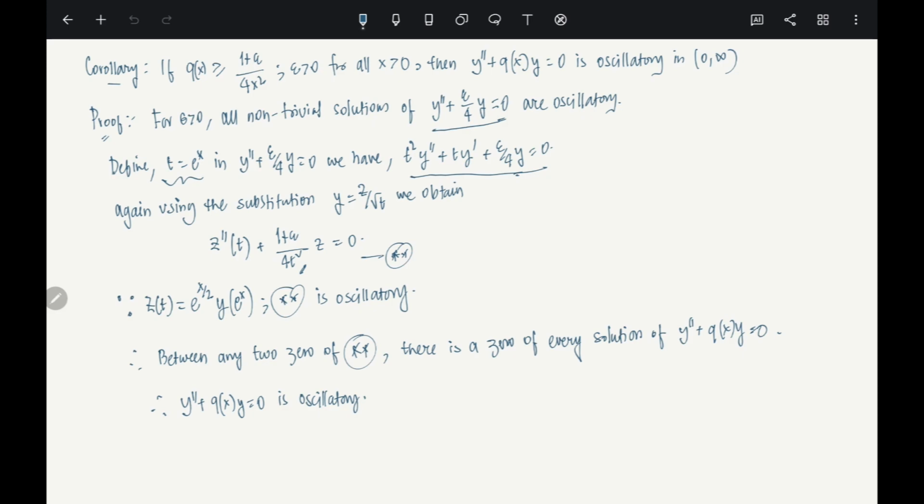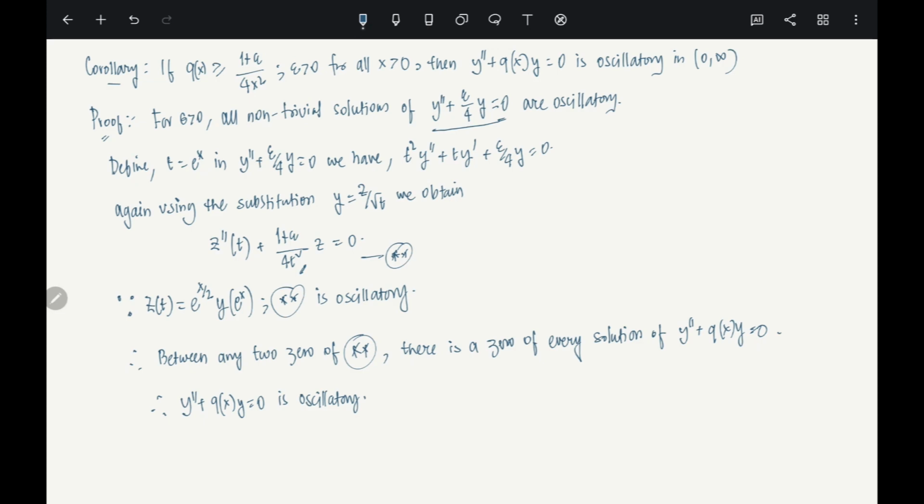If you did your Cauchy-Euler equations, you know that the e to the minus x change of variable converts this equation to that equation. So basically we are doing this in an inverse manner. If we take t equals e power x, then we can change this thing to t square y double prime plus t y prime plus epsilon by 4 y. So this change of variable is coming from the Cauchy-Euler form.